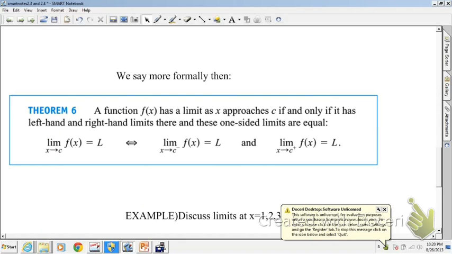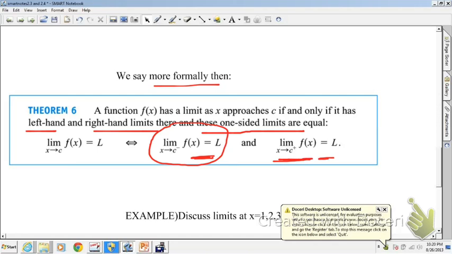So, we say more formally then, a function f of x has a limit as x approaches c if and only if it has a left-hand and right-hand limit there, and these one-sided limits are equal. So I'm going to say it like this. The limit as x approaches c from the left is equal to L, and the limit as x approaches c from the right is equal to L. And what does that do? That's if and only if the overall limit exists.